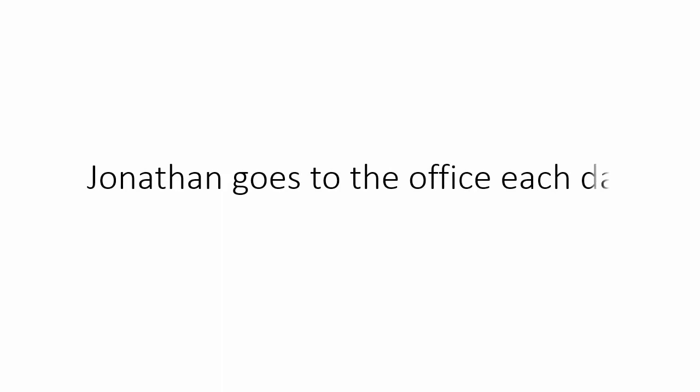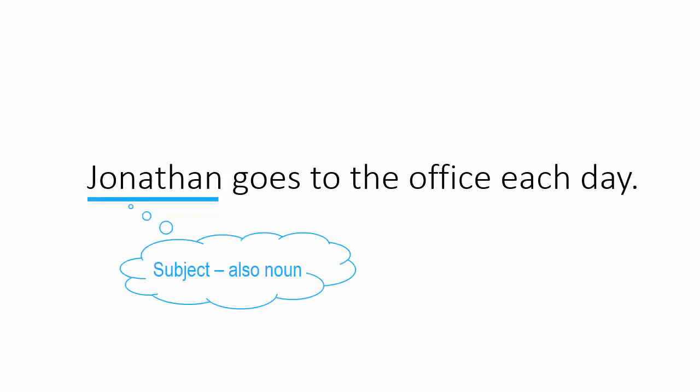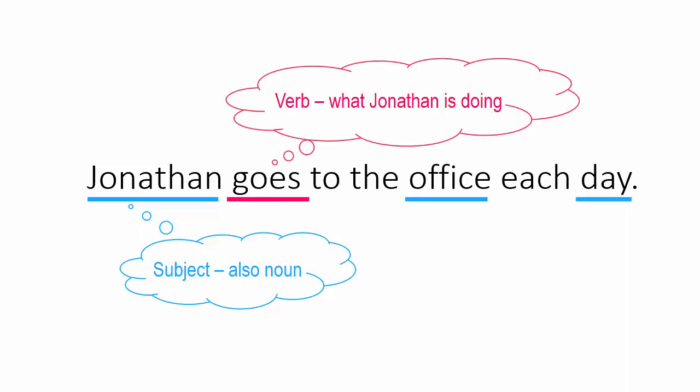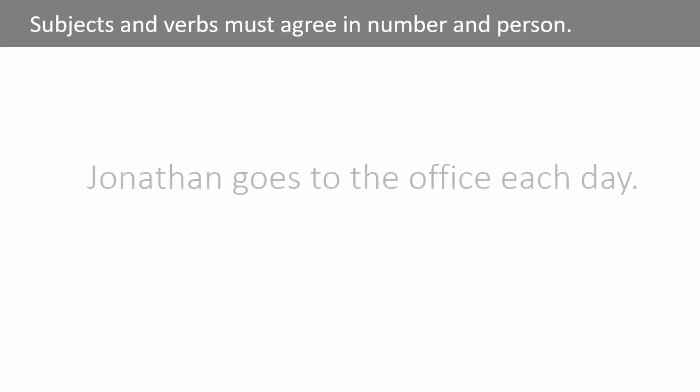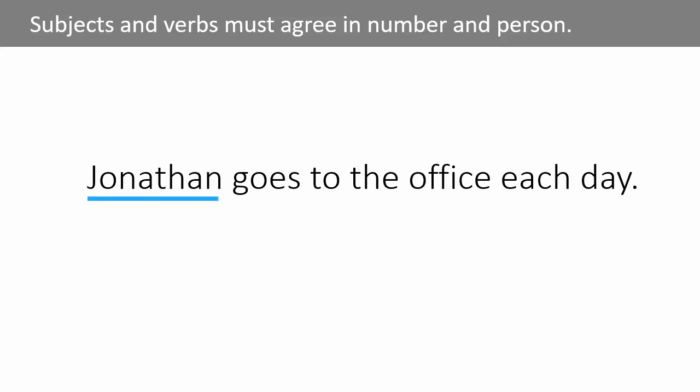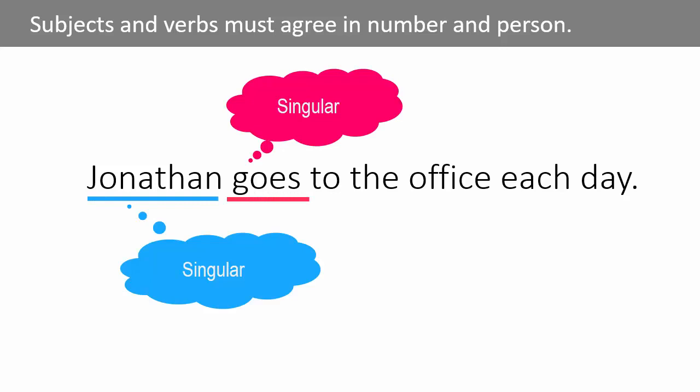So in the sentence, "Jonathan goes to the office each day," Jonathan is the subject, that is also a noun. Office and day are also nouns, and goes is the verb. The rule is that subjects and verbs must agree in number and person. So in the Jonathan sentence, there is subject-verb agreement because both the subject Jonathan and the verb goes are singular.